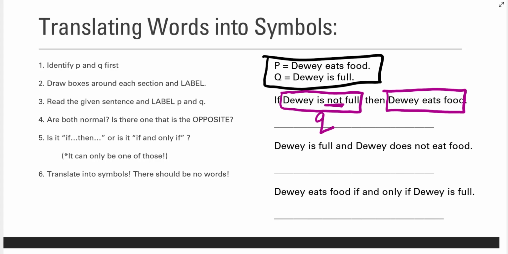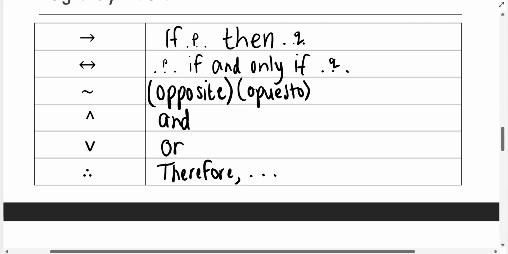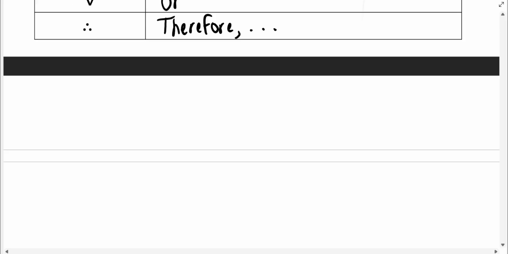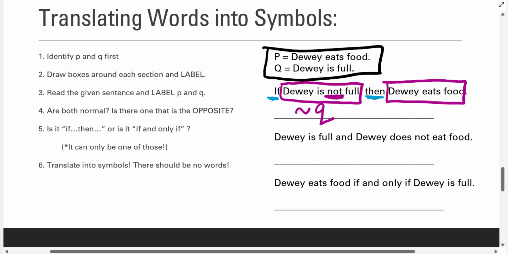But it's opposite. So it's the opposite, so I have to put the opposite symbol. Okay. If I have if, and then, it goes back to here. If, then, that means an arrow. And then the next part is Dewey eats food. Dewey eats food. It's exactly the same.